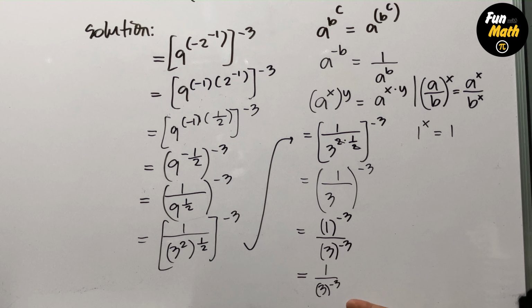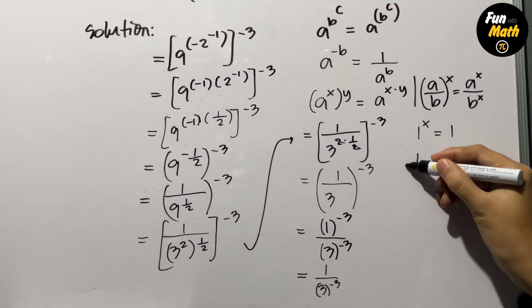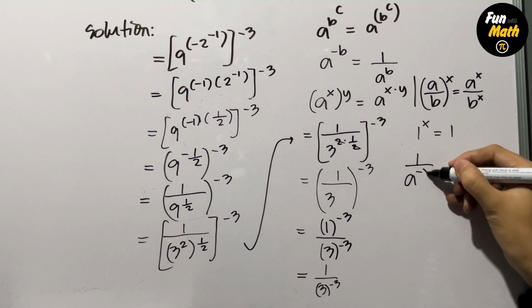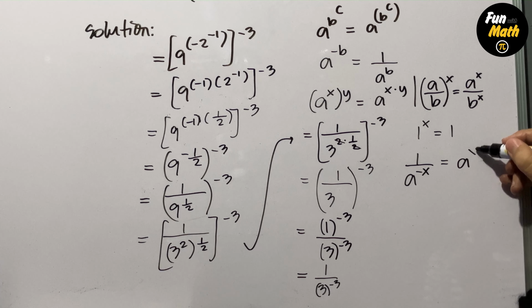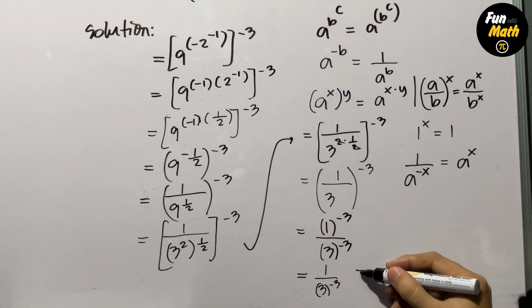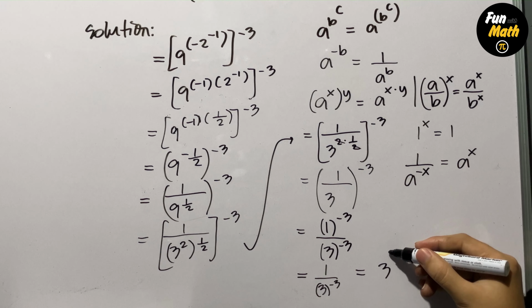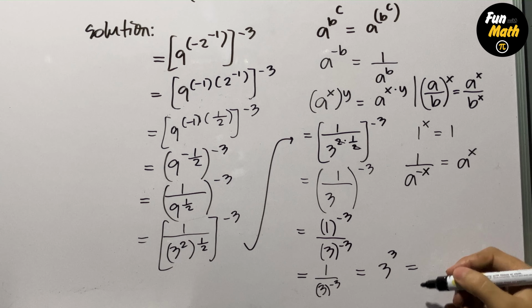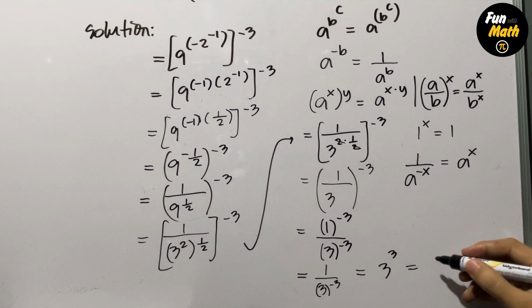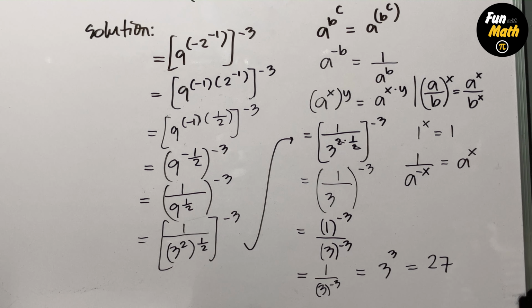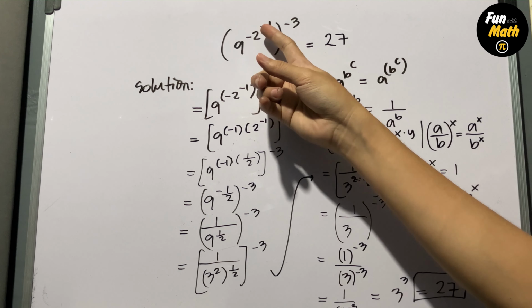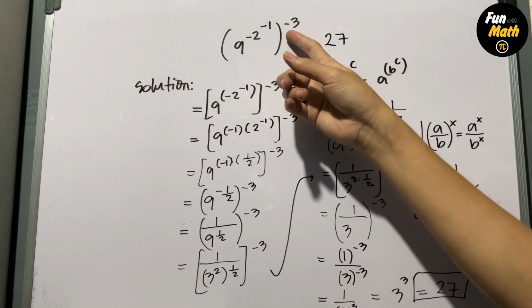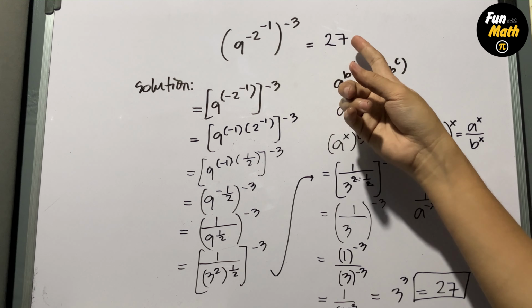For this, we have a rule. If 1 over a to the power of negative x, that is also equal to a to the power of x. So for this is equals 3 to the power of 3. And 3 to the power of 3 is equivalent to 27. Therefore, 27 is our answer. Therefore, 9 to the power of negative 2 to the power of negative 1 whole to the power of negative 3 is equal to 27.